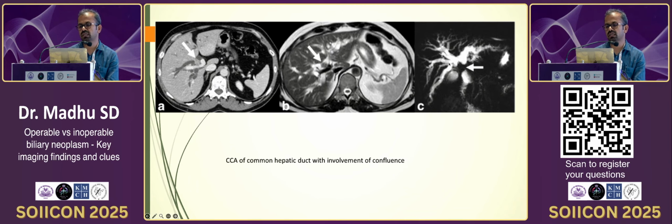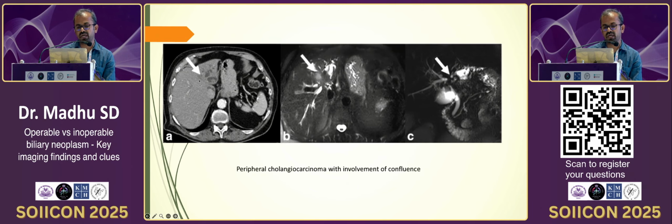So this is the type 1 Bismuth lesion, where you have a nodular lesion sitting at the CHD, not completely involving the confluence. So you can see the communicating right and left IHBRD. So these are the cases which go for, depending on the involvement, right or left involvement, either hepatectomy, or they'll go for resection with a hepaticojejunostomy.